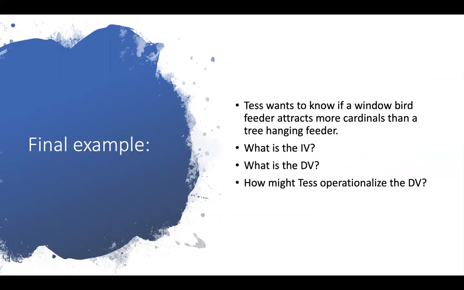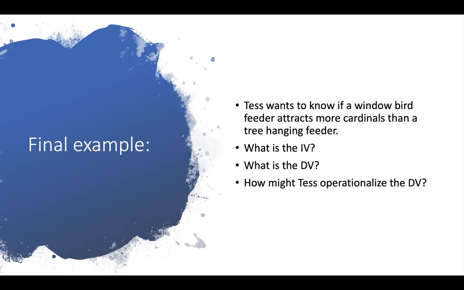So Tess wants to know, which bird feeder attracts more cardinals? So in this case, what is the independent variable? What is the dependent variable? How might Tess operationalize the dependent variable? So these are the questions to answer in order to make this a scientific experiment, to use the scientific method, instead of just, at breakfast, what do you notice, right? That's not very scientific, because you're not having systematic observations. That's what makes it not scientific. If you have systematic observations, then it's a scientific experiment.